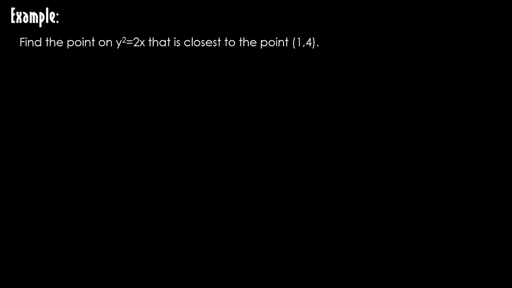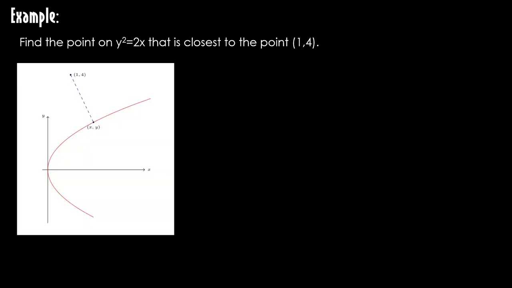Find the point on the parabola y squared equals 2x that is closest to the point (1, 4). Well, the first thing I want to do is draw a picture. So I have the parabola, I have the point over here, I kind of did a dotted line to some generic point on the parabola that looks like it might be kind of short. This point I just labeled as (x, y), because I don't know what the point is yet.